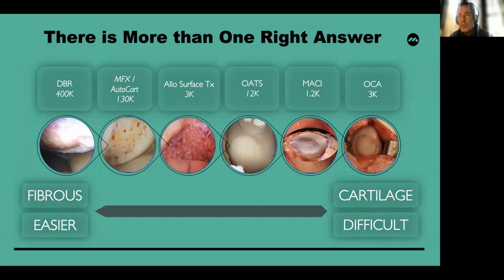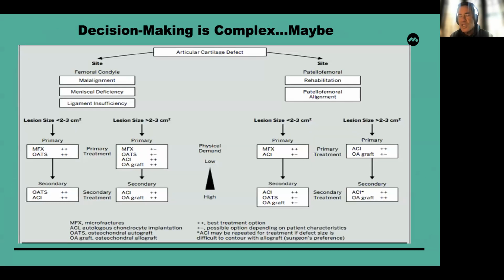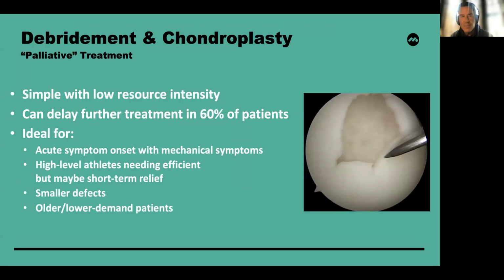There is actually more than one right answer when we treat articular cartilage problems, and it might respond to debridement, marrow stimulation, some allogeneic surface treatment, osteochondral grafting, potentially MACI or cell-based technology, or an osteochondral allograft. And the decision-making can be quite complex, maybe. And what I mean by that is that there are many solutions that might be used to solve the exact same problem. But typically we break it up between femoral condyle and patellofemoral joint, and then by lesion size and physical demand levels. And then we take into consideration whether or not it's the primary or the revision treatment.